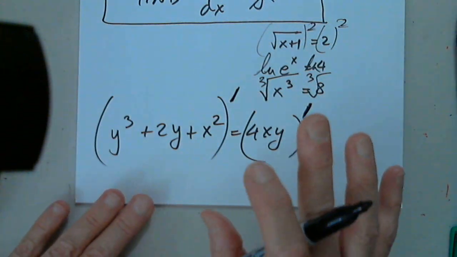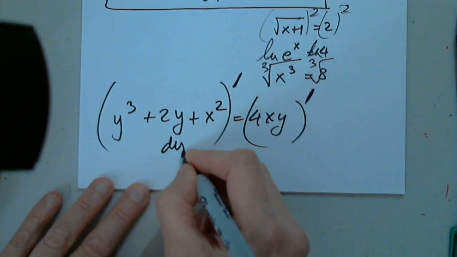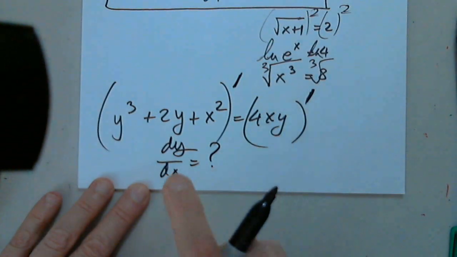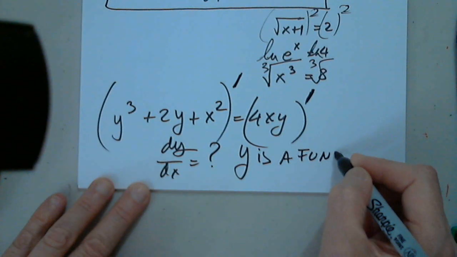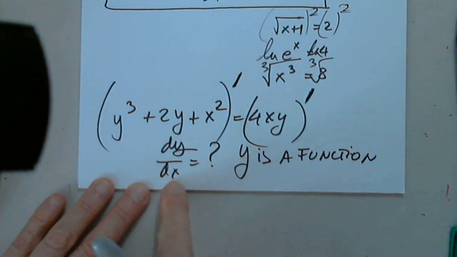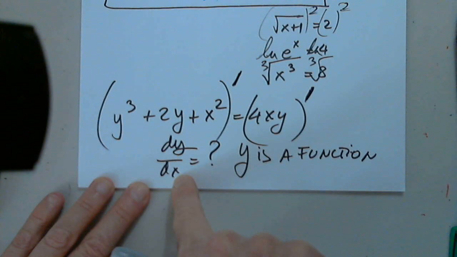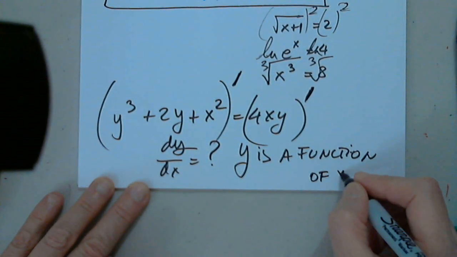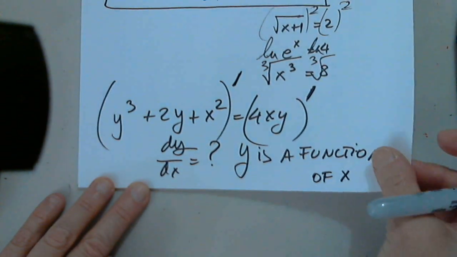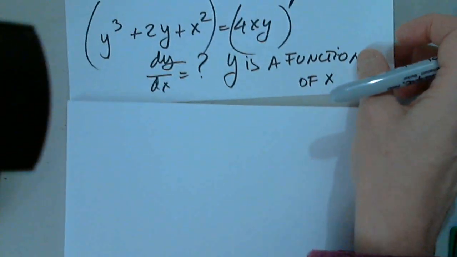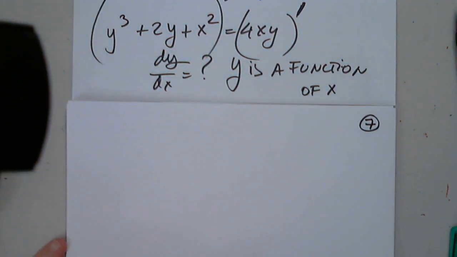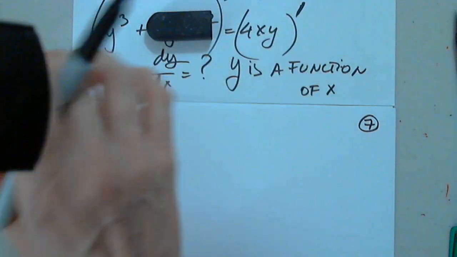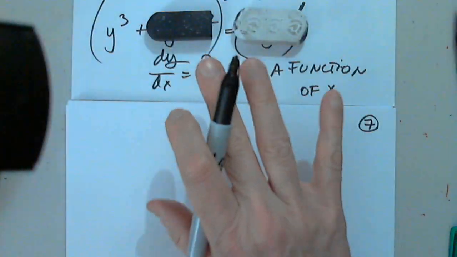Keeping in mind that when I'm asked to find dy over dx, this specifically means y is a function of what? Of x. Exactly. So careful. Let's see how we differentiate. That's the only thing we need in section 3.8. So piece by piece, slowly but surely.